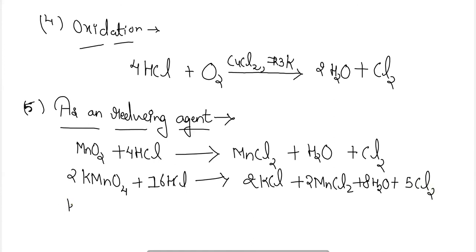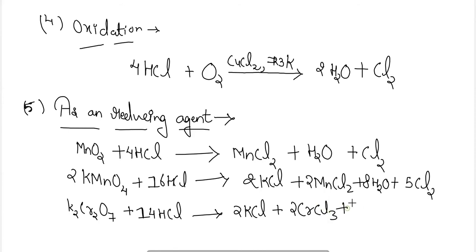Next, when it is reacted with potassium dichromate, then it will form potassium chloride, chromyl chloride, water, and chlorine.